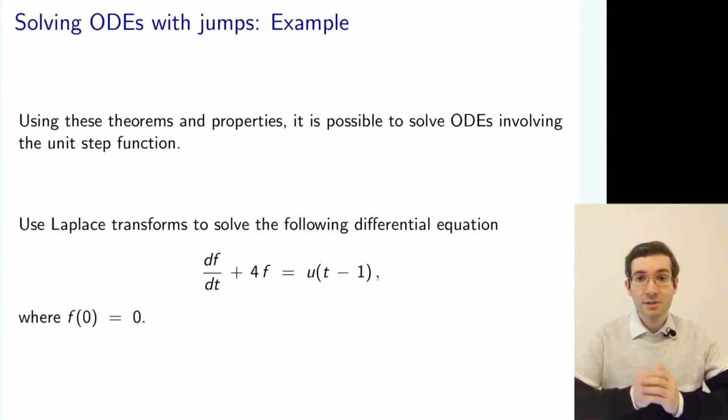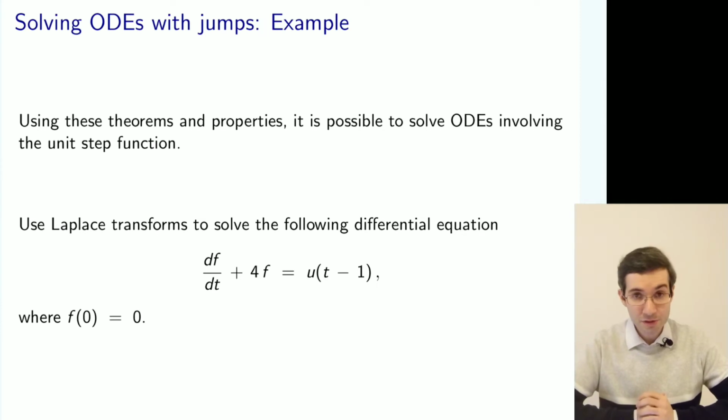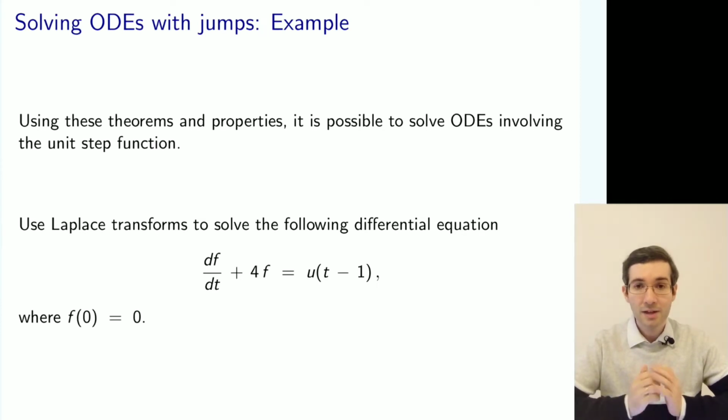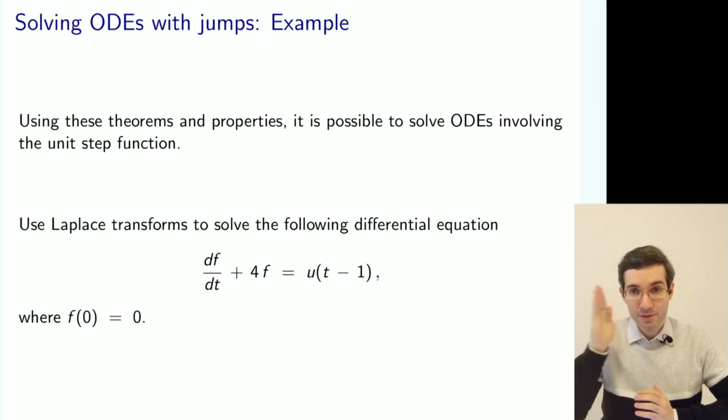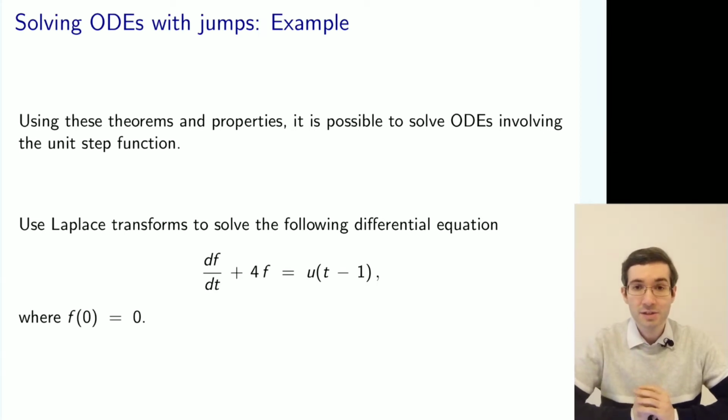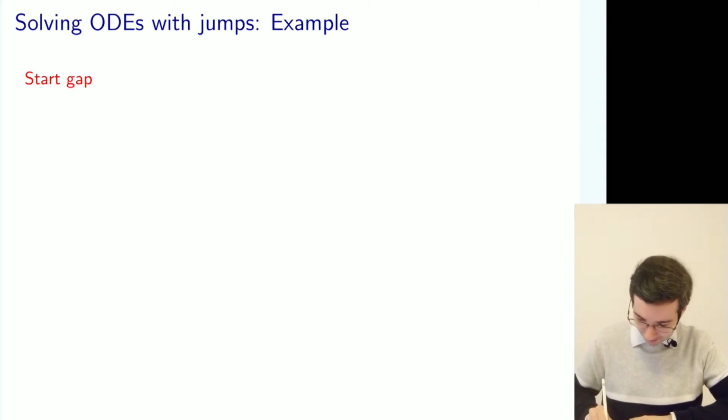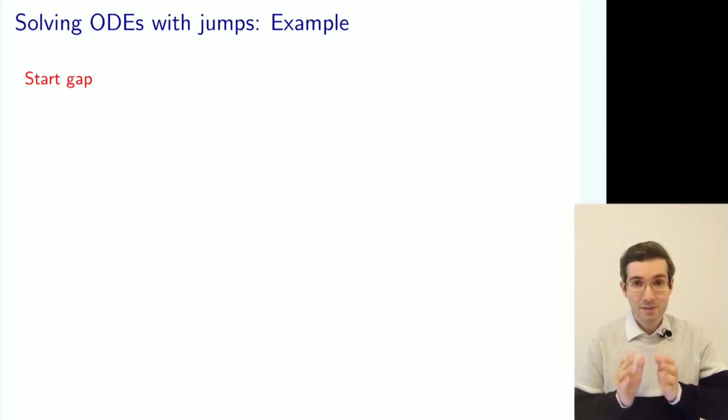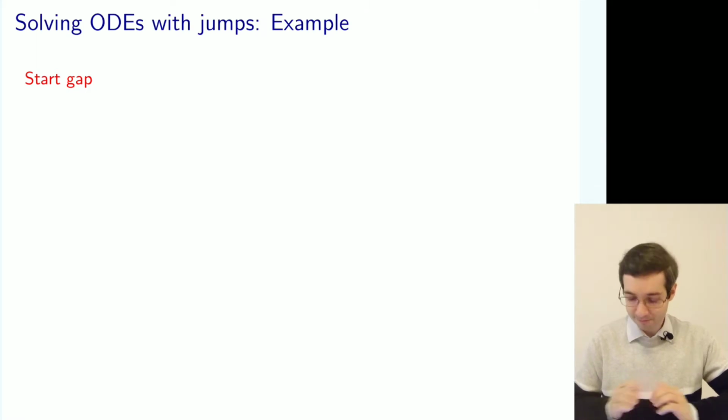So here is the first not simple example. Let's try and solve an ODE where the right hand side has a jump shifted to time t equals to 1. And let's assume that at time 0 the function was 0. Please follow me as I work it out for you.